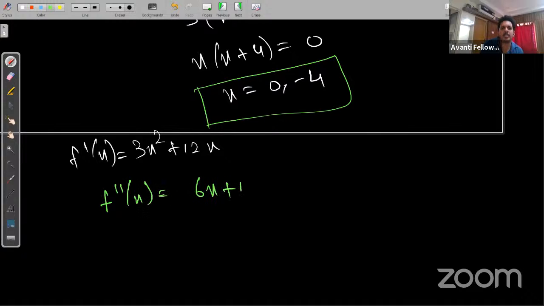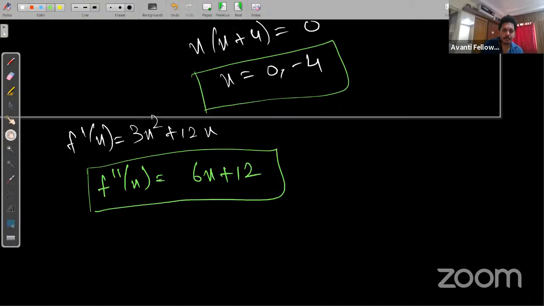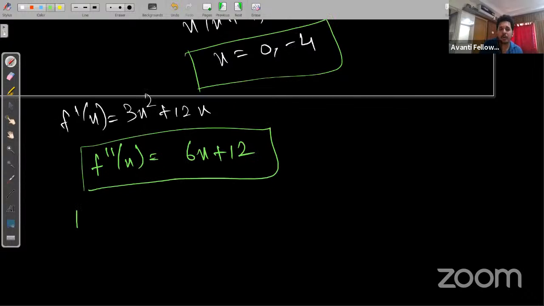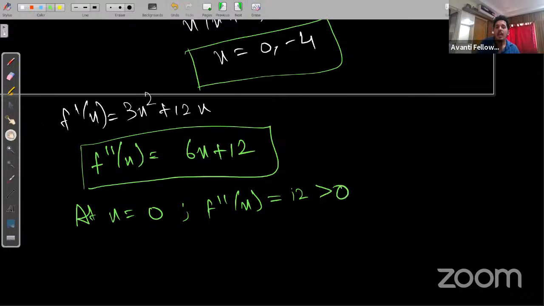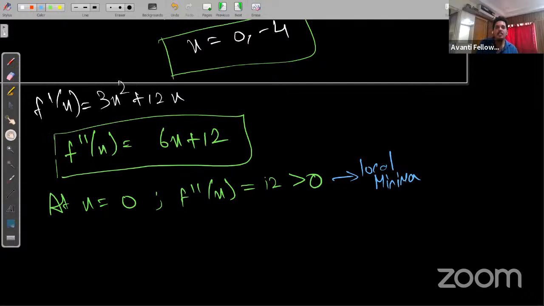6x plus 12. Now tell me, at x is equal to 0, what is my double derivative value? I need answers, guys. It is 12. Very good, guys. It is positive or negative? It is greater than 0. So at x equal to 0, what can you say it is? Local maxima? It is minima. Greater than 0 means minima, guys.